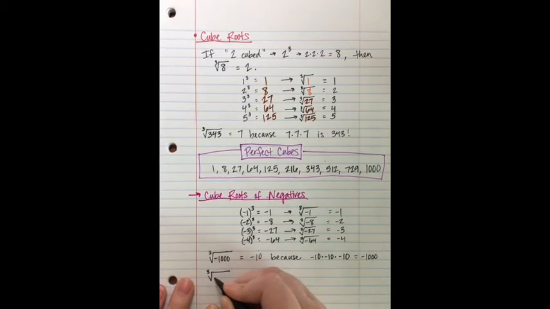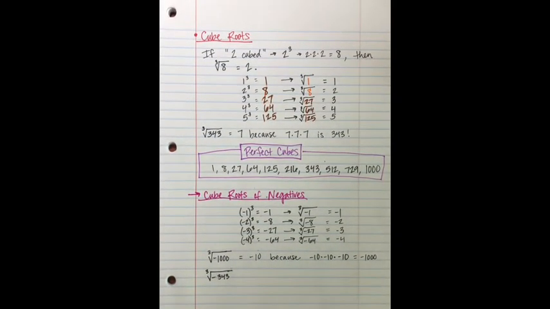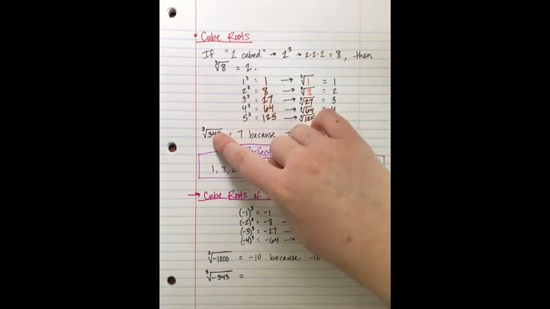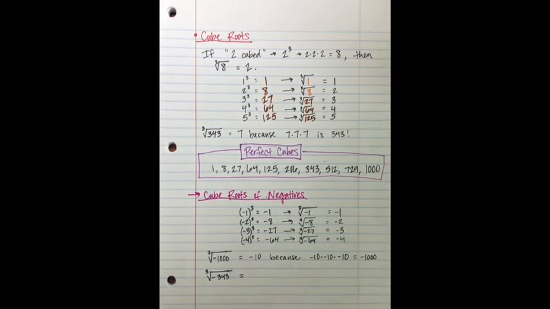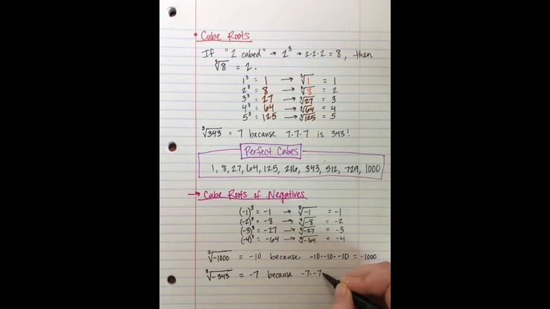Cube root of negative 343. If you know it, write it down. If you don't know it, maybe look right here. So the cube root of positive 343 is 7. What do you think the cube root of negative 343 is? It's negative 7, because negative 7 times negative 7 times negative 7 equals negative 343.